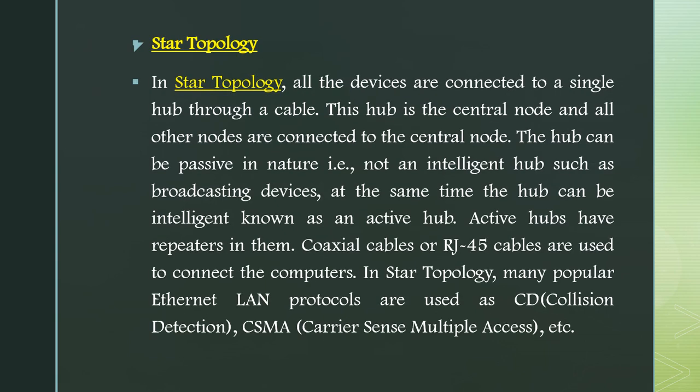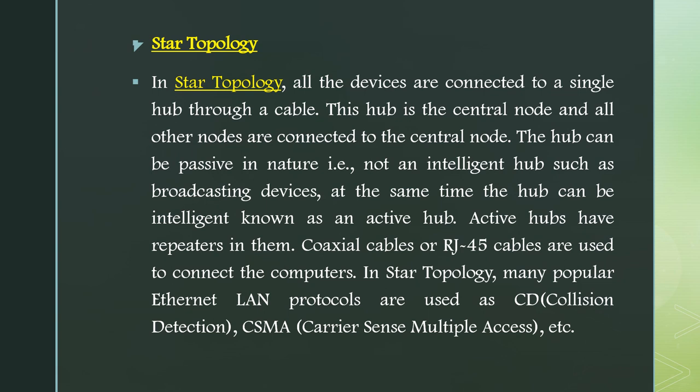Star topology. In a star topology, all the devices are connected to a single hub through a cable. This hub is the central node and all other nodes are connected to the central node. The hub can be passive in nature, that is, not an intelligent hub, such as broadcasting devices. At the same time, the hub can be intelligent, known as an active hub. Active hubs have repeaters in them. Coaxial cables or RJ-45 cables are used to connect the computers.